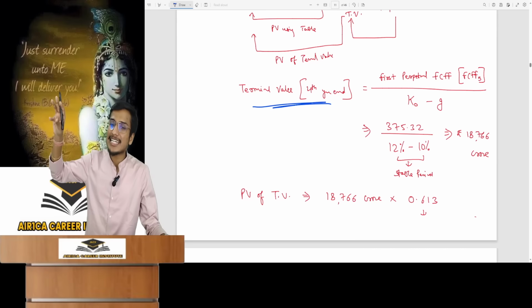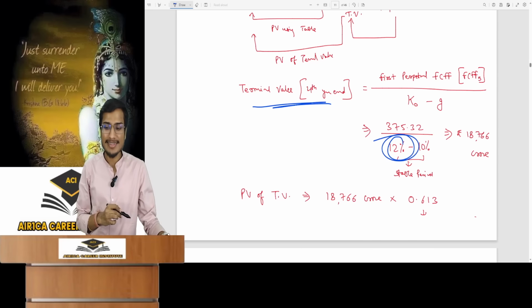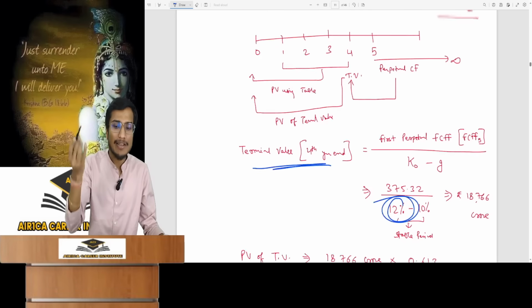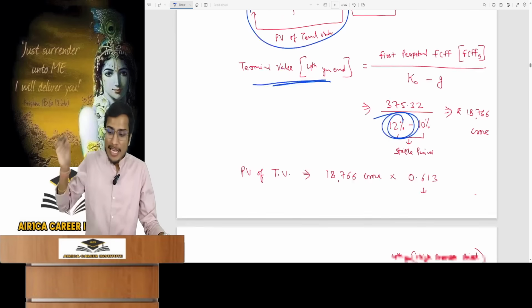From the 5th year, for the stable growth, use the discounting rate of that time. We took that WACC and the value will be for the end of the 4th year, which is the terminal value. We'll bring it to time 0. Now this value, the terminal value, is for the end of the 4th year.